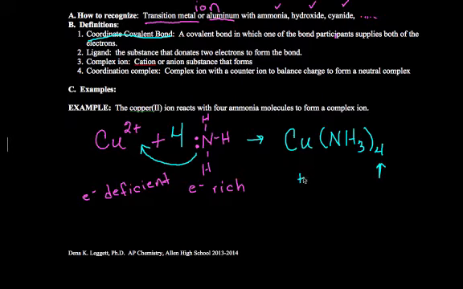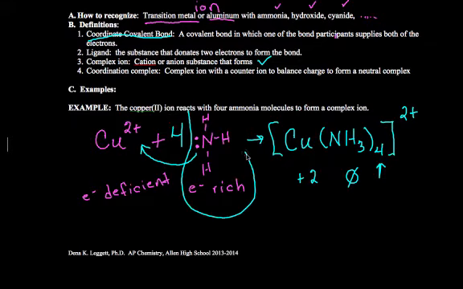Now, since copper's plus 2 and ammonia is 0, that means I have an ion, a 2 plus ion. So that's called a complex ion. The electron-rich substance is called a ligand. That's some vocab. You should familiarize yourself with that vocab.